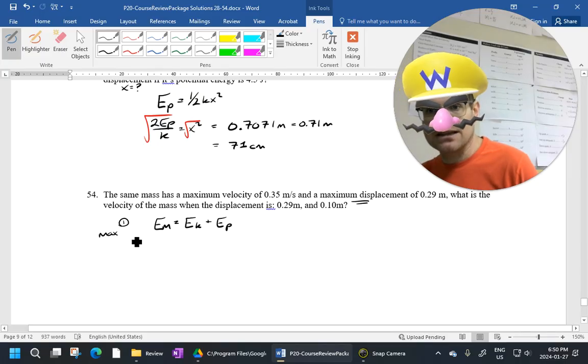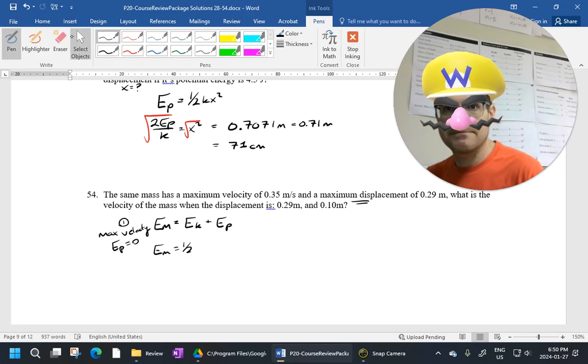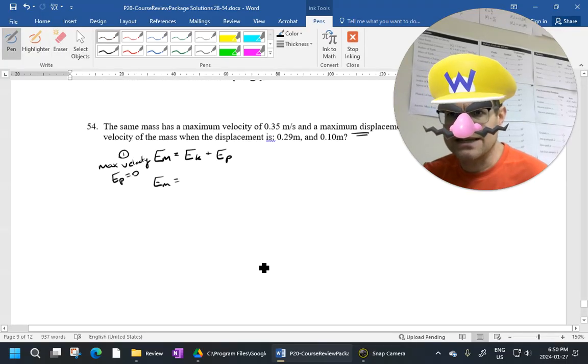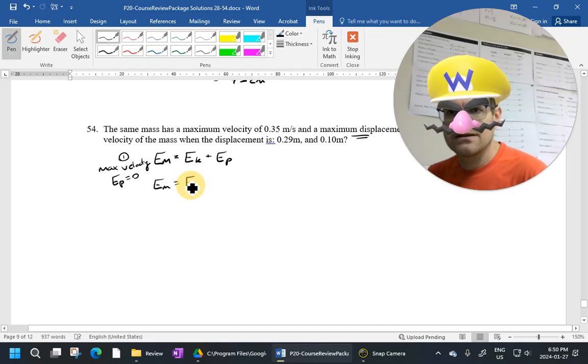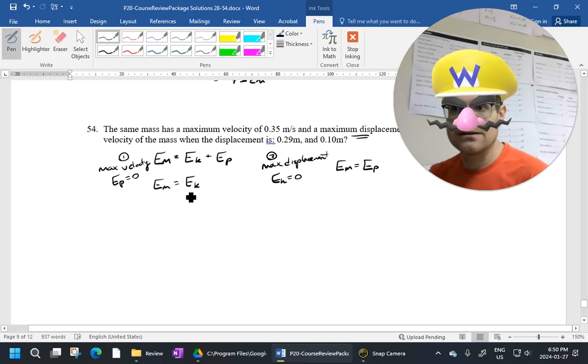At the max velocity part of this, my EP is going to be 0, so my EM is just all EK. That's all it is. Okay, so how much space do I give? This is my last question, so I give lots of space here. And the second part, my max displacement, is at the very end where it has to switch directions and come back. My EK is equal to 0, so my EM is all EP, which is going to help us figure out the K value.